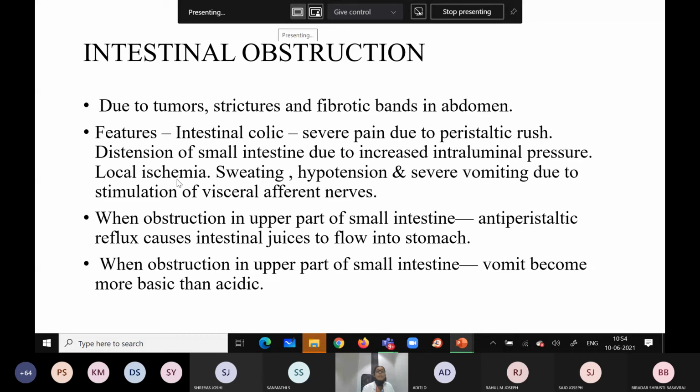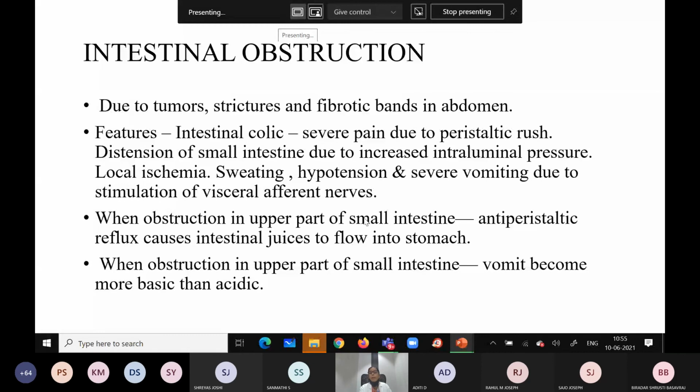Because of the pressure, the blood vessels will be obstructed and local ischemia may occur. Sweating occurs, hypotension, and severe vomiting due to stimulation of visceral afferent nerves occurs. Okay, so these are all the features, signs and symptoms of intestinal obstruction.